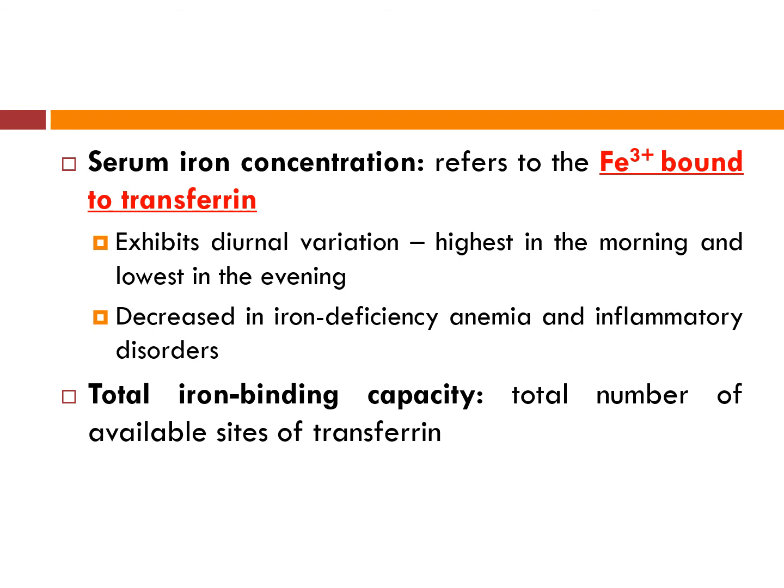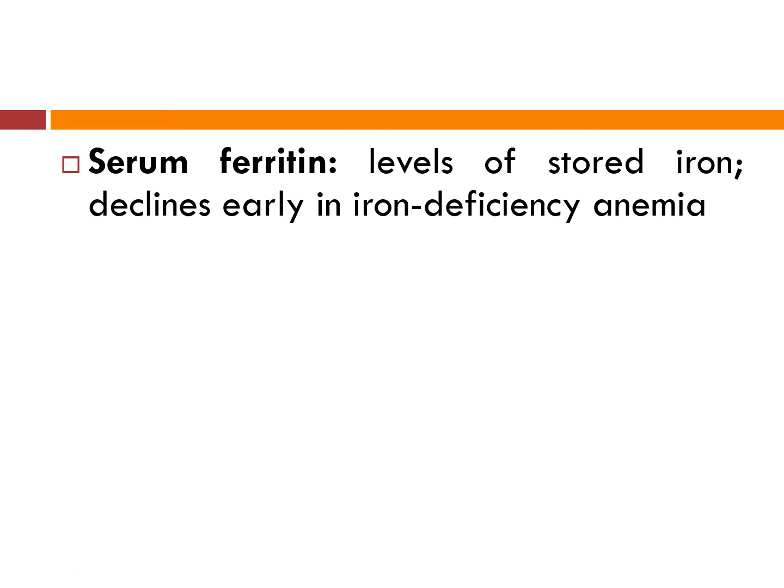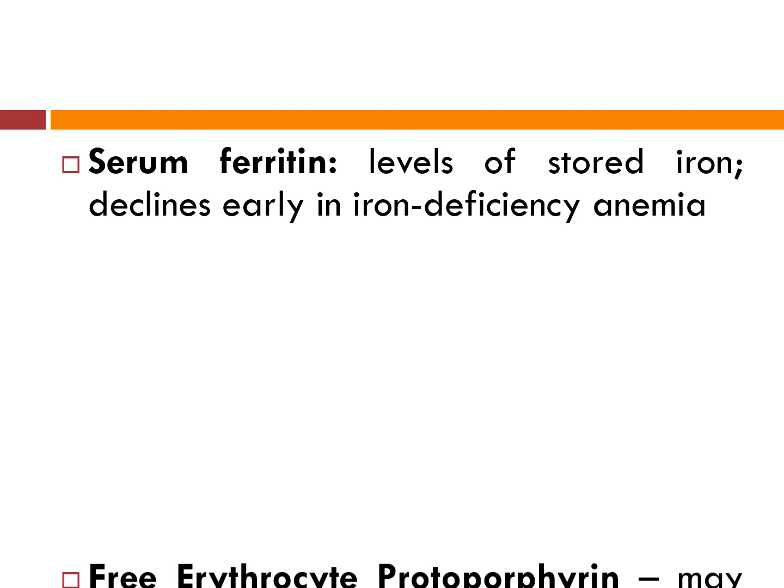Next, test for iron measurement is your TIBC, or your total iron binding capacity. This refers to the total number of available sites of transferrin. And then next is our percent transferrin saturation. This is the percent of transferrin carrying iron. Next is the serum ferritin levels. This is the levels of stored iron, which declines early in iron deficiency anemia, or IDA.